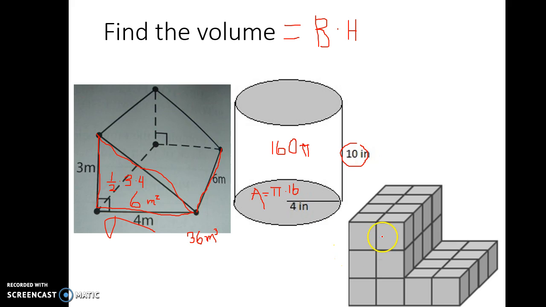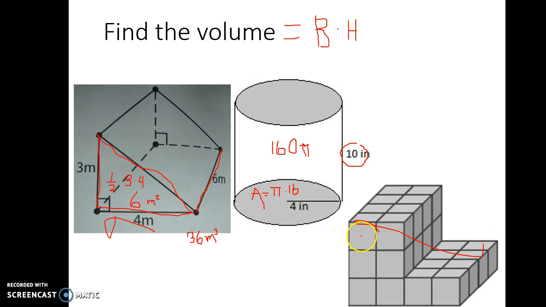How about something like this? You can also have geometric solids that are not very regular at all. But as long as they're right, meaning that these sides are all perpendicular to one another, you can still go ahead and use the same strategy. In this case, the two faces that are congruent to each other are this kind of L-shaped thing that you can see here, and that is also in the back here.